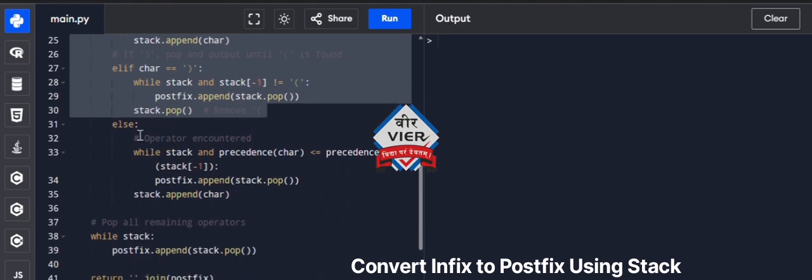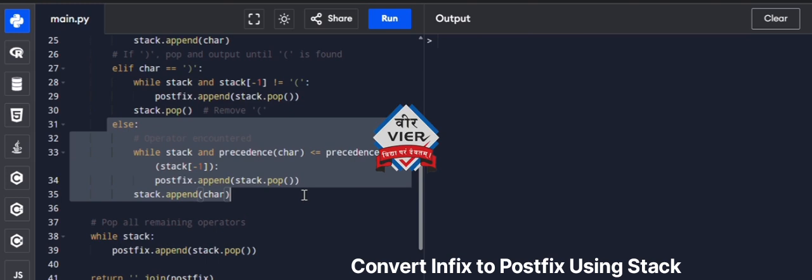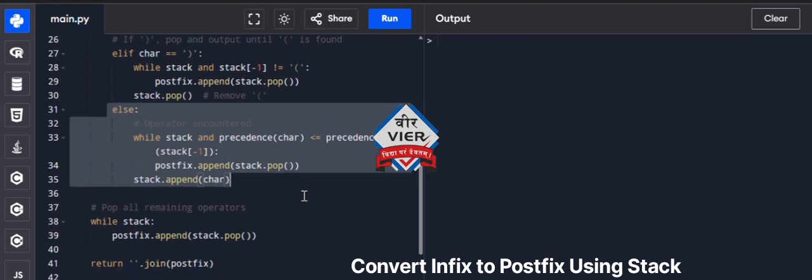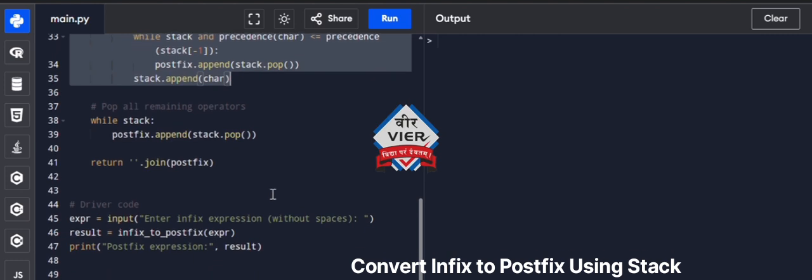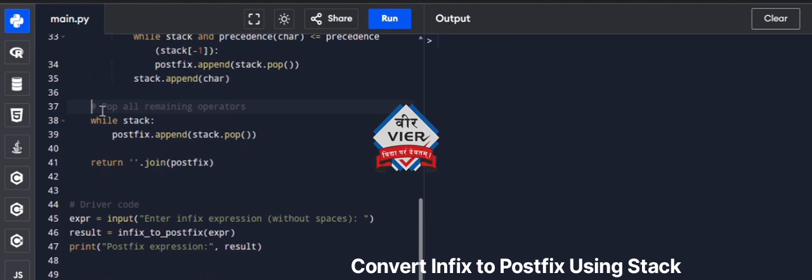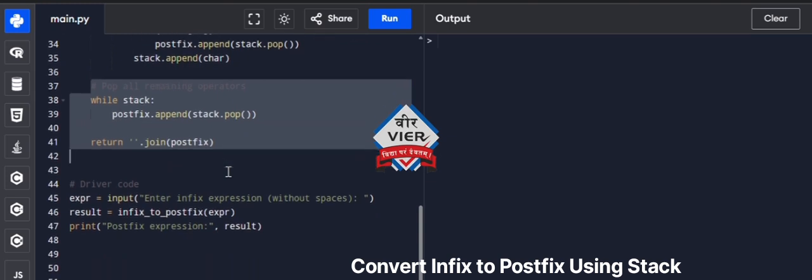Operator, else, while stack and precedence(char) less than or equal to precedence(stack[-1]), postfix.append(stack.pop()), then stack.append(char). Pop check. If the stack is not empty and the precedence of the current operator, char, is less than or equal to the operator at the top of the stack, stack[-1], we pop the operator from the stack and move it to the output. This continues until the stack is empty or the top operator has a lower precedence. Then push. Finally, the current operator, char, is pushed onto the stack.